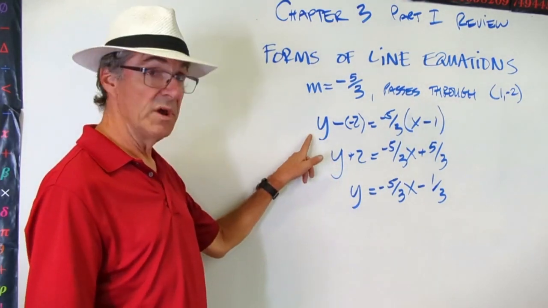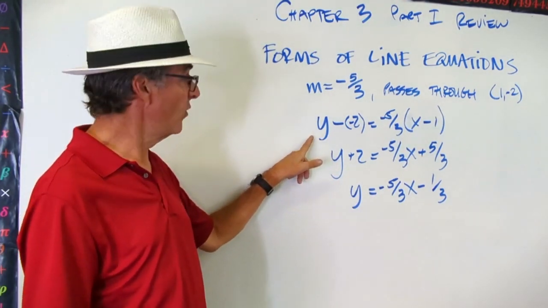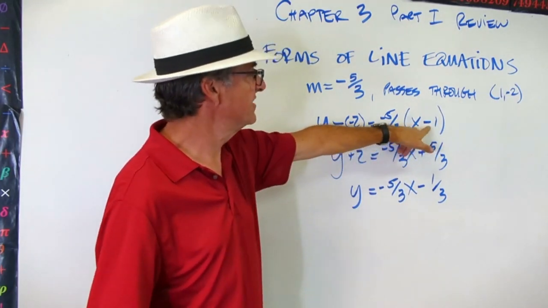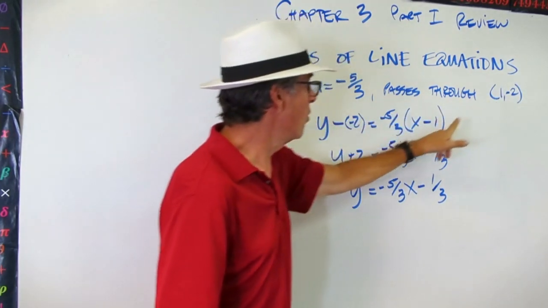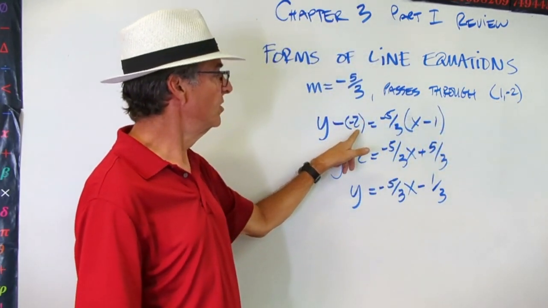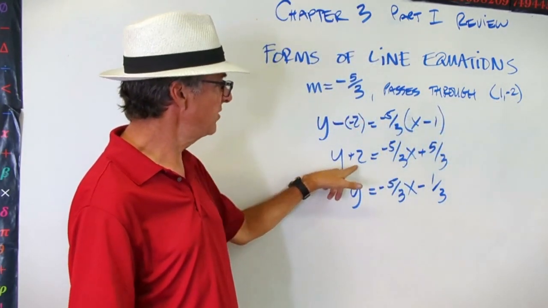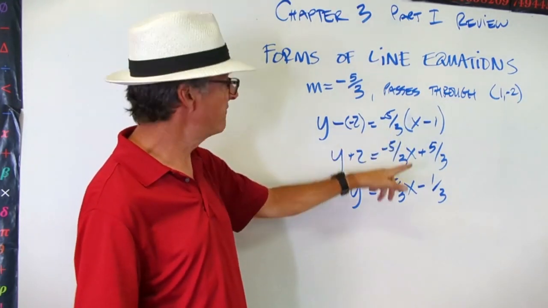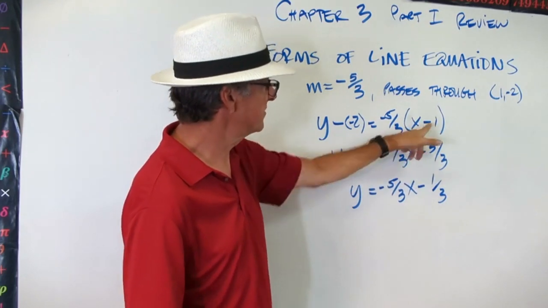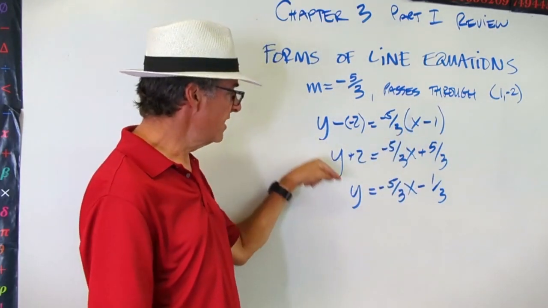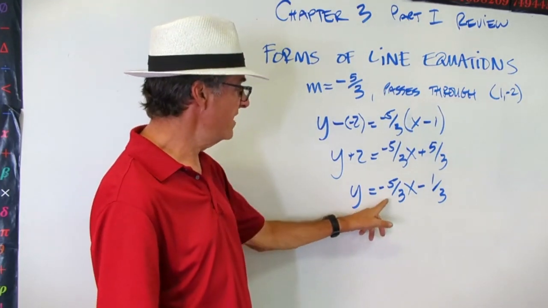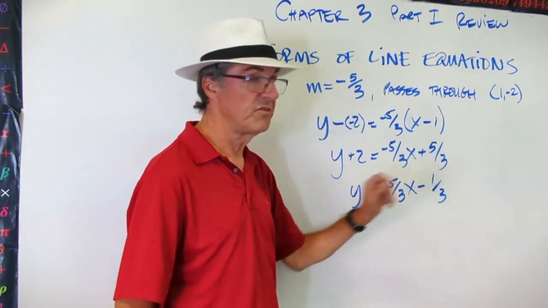So I used my point gradient form. I put in my 1 here, that's the minus as part of the formula. So I put my 1 in there, and then I have a -2, so it's minus 2. And when I work my math down, I get y plus 2. I'm going to distribute my negative 5/3 here. So I have minus 5/3 x plus 5/3 because we've got two negatives. Then I'm going to bring my 2 over by subtracting 6/3. And I have y equals minus 5/3 x minus 1/3.